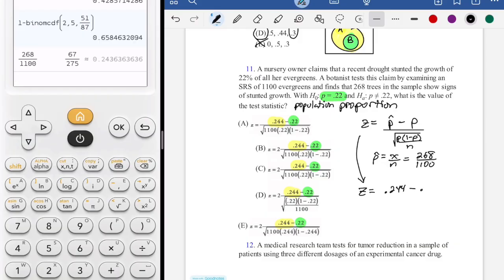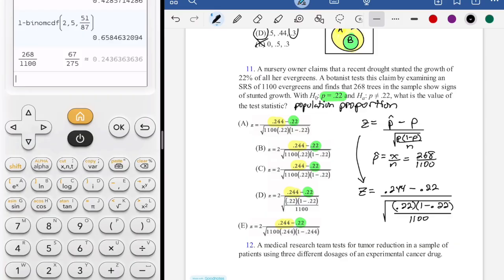So 0.244 minus 0.22 all over the square root of 0.22 times 1 minus 0.22 over my sample size, which is 1,100. And again, that comes right from the formula sheet. It's on the back of the first page, and it's one of the first options there.